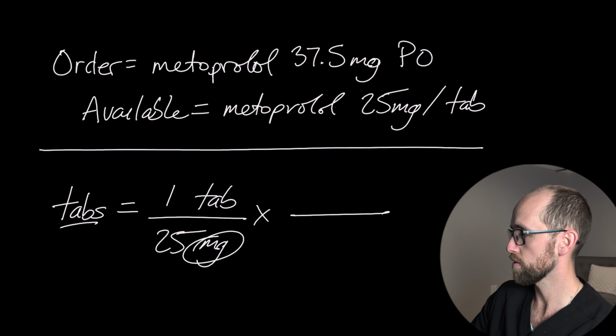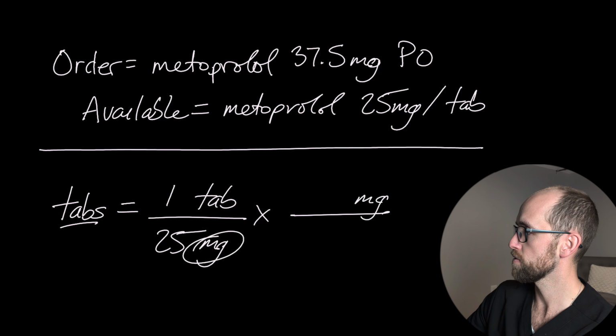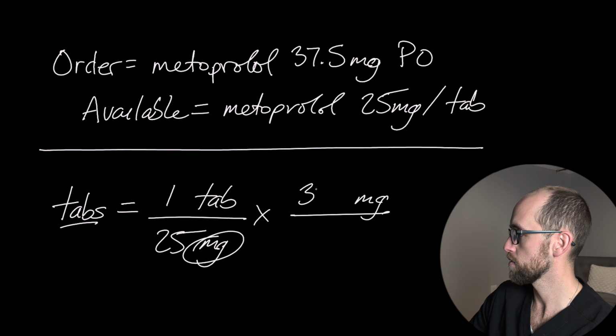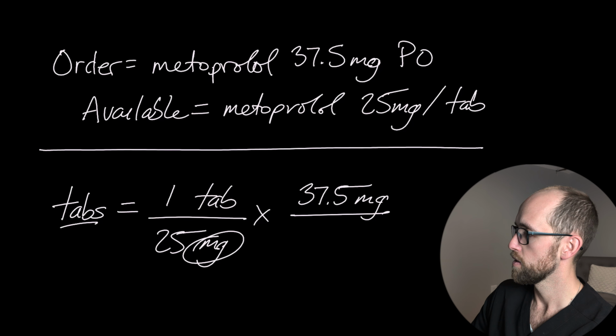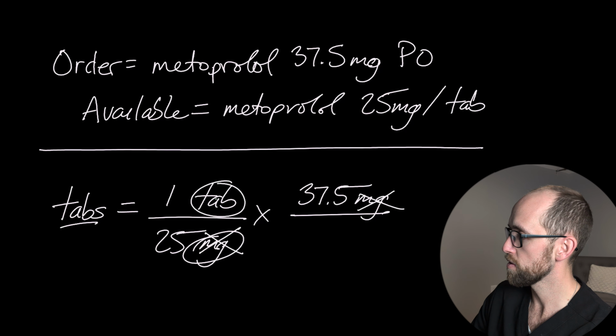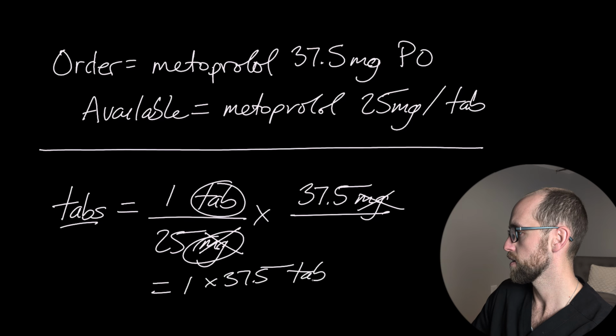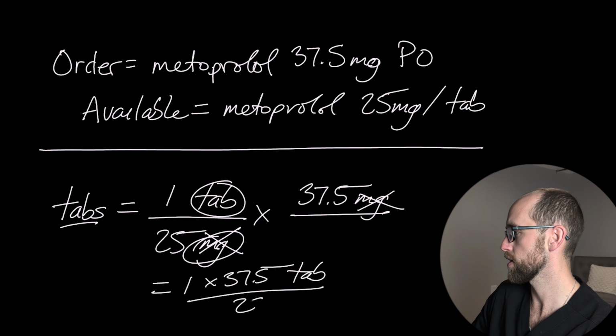Now I need to cross out milligrams. This one right here, I need to get rid of this one. So how can I put milligrams up here? I know I have an order for 37.5 milligrams. And that crosses out milligrams on both sides, and I am left only with tablets. So now I just need to do my math. So that's 1 times 37.5 tablets over 25.